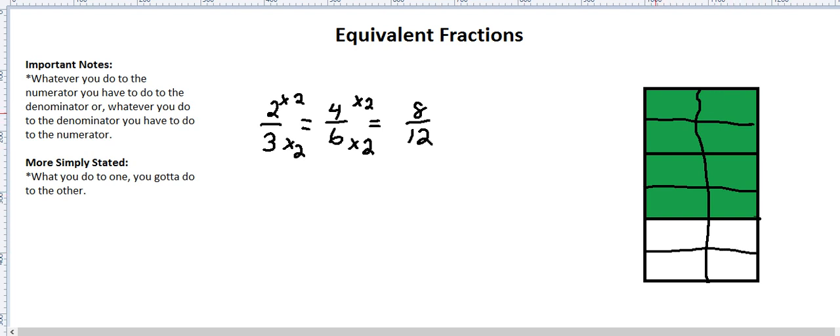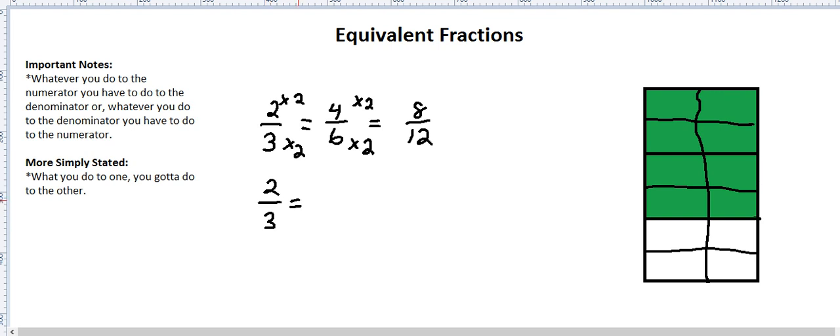Now if you look at it, I have 8 shaded sections, and bear with me, each one of these should be of equal size, but I'm human. Out of the 12 total sections. Remember, the denominator is how many pieces it takes to make the whole, and the numerator is how many pieces we are describing. So the key is what we did to one, we have to do to the other.